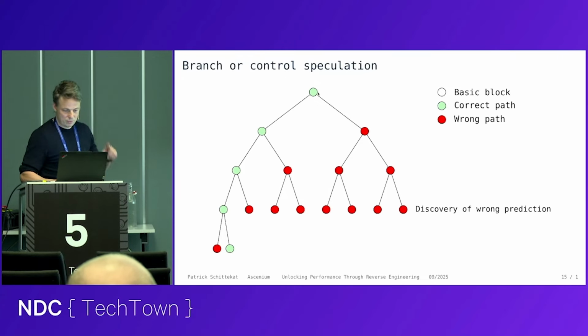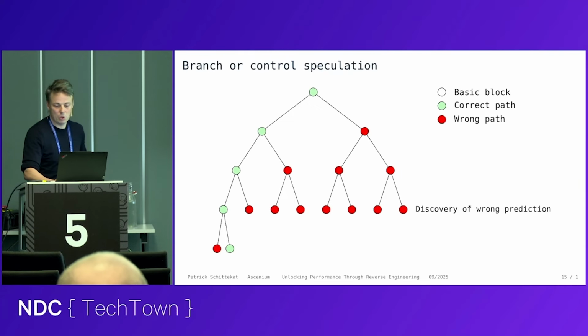Or actually this was a wrong thing. We might take this one to the wrong path, while actually the green ones are the correct path. Sorry, that's wrong of me. But we discover here a wrong prediction. That means that we need to be able to roll back and go back to this branch and execute things again. And we try to do that as little as possible, or at least the CPU does, not me.